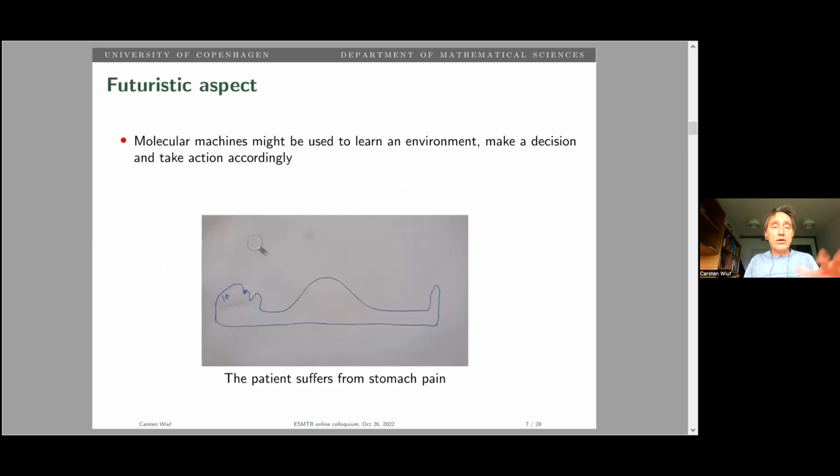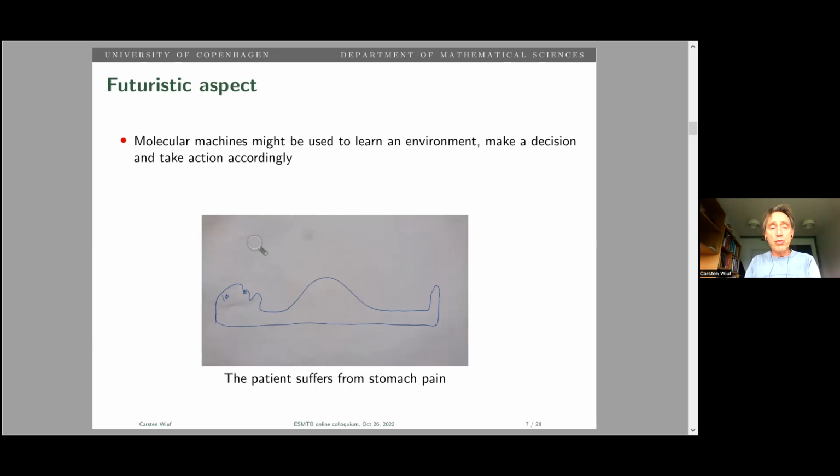Just to point to the application side, why we would like reaction networks on molecular machines to be able to perform statistical tasks, I have put this future application here, a little cartoon. We might imagine molecular machines being used to learn an environment, for example the environment in the body of a person, make a decision based on what it has learned, and take action accordingly.